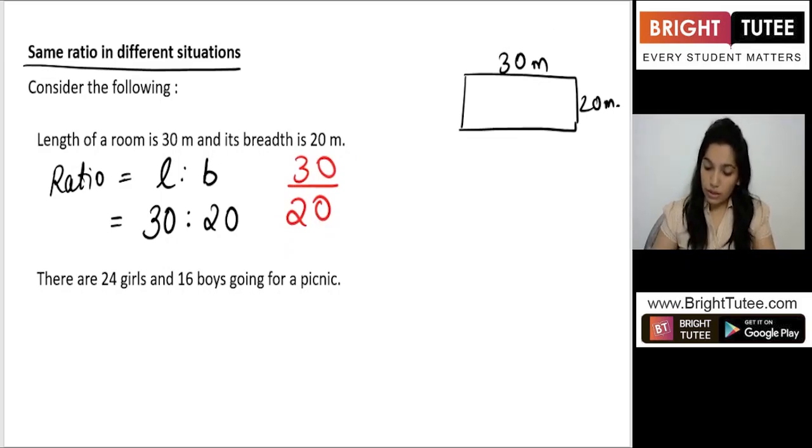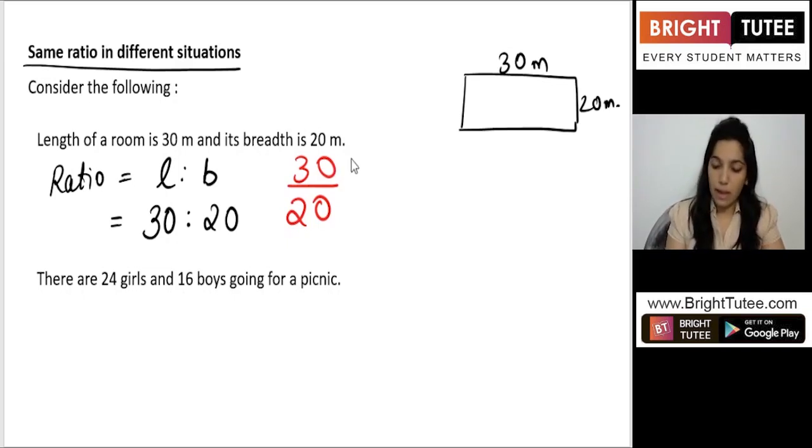Now look at this fraction, 30/20. Do you think you can convert this particular given fraction into any lower fraction? Do you think you can simplify this given fraction? If yes, then you are absolutely correct that we can simplify this into a simple fraction. How? If we divide the numerator and the denominator, both of them, by 10, because both the numbers have got 10 as their factor. So the ratio that will come out will be 3:2.